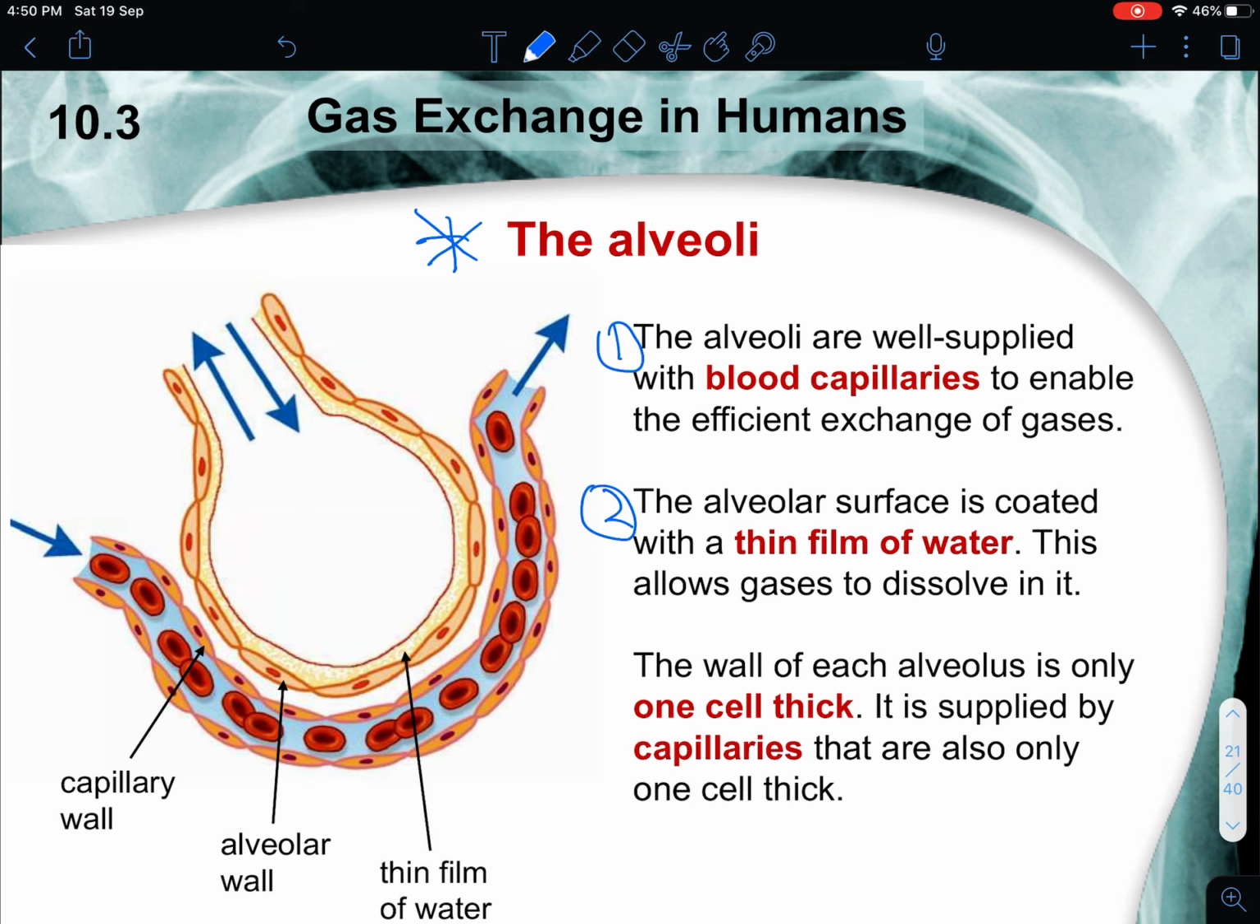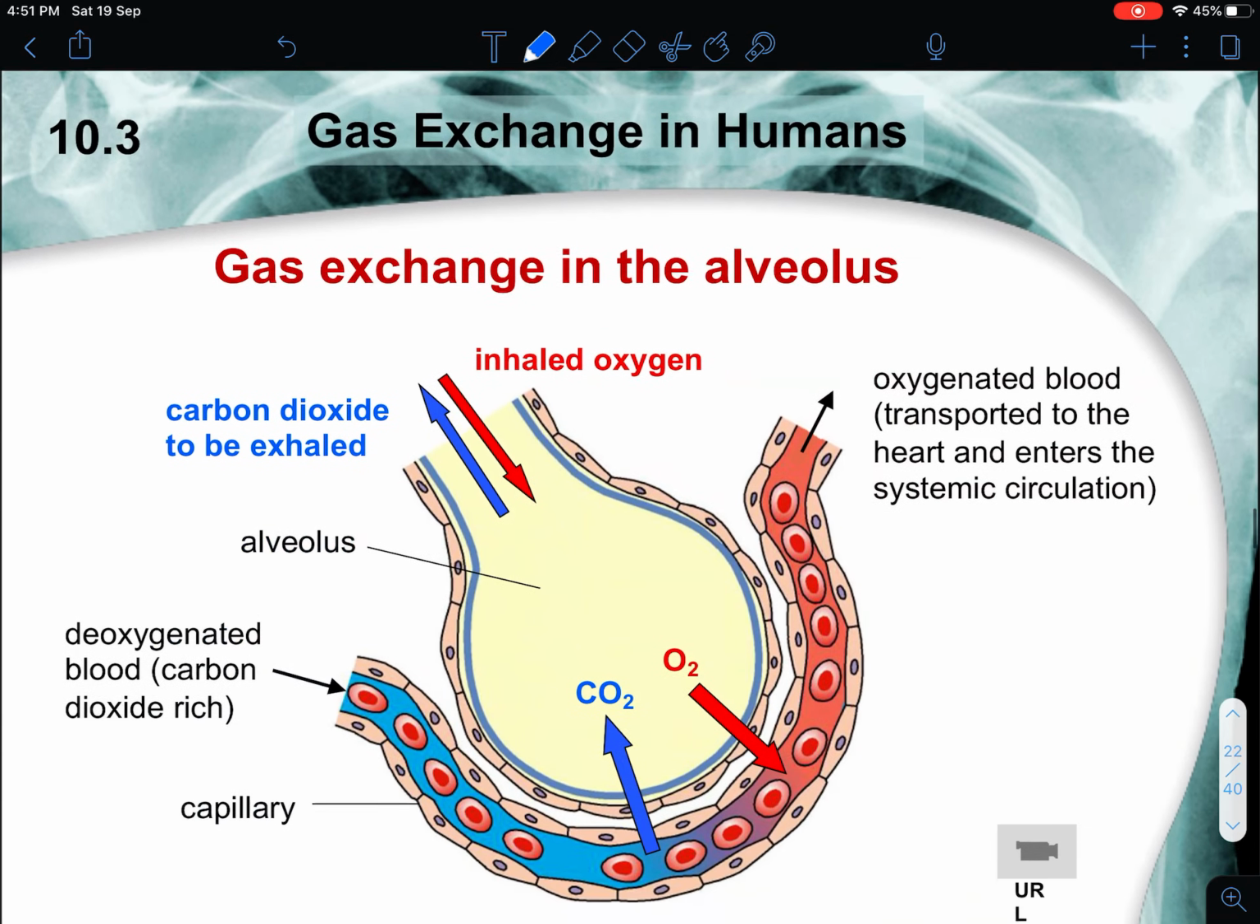The cell of each alveolus is also one cell thick and is generally supplied by capillaries, which are also one cell thick. So this reduces the distance between the cell as well as the alveoli to allow a shorter distance for the gas to be diffused, and this would then increase the rate of diffusion of oxygen or carbon dioxide gas.